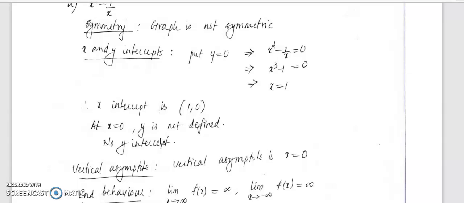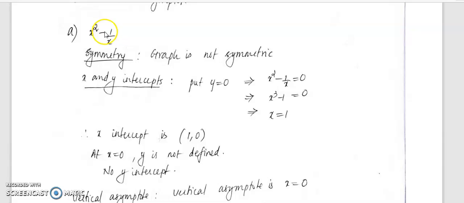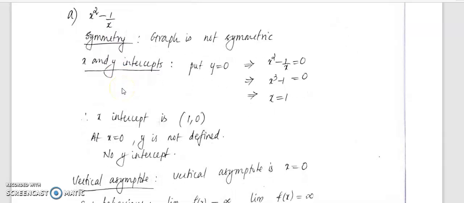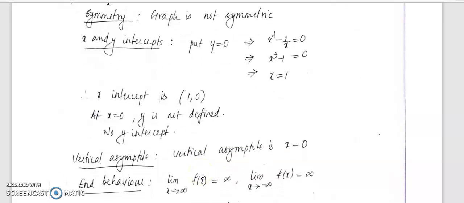Now we will look at whether there are vertical asymptotes or not. Here you can write the function as (x cube minus 1) by x. When you take the denominator equal to 0, that gives x equal to 0. So x equal to 0 is a vertical asymptote.